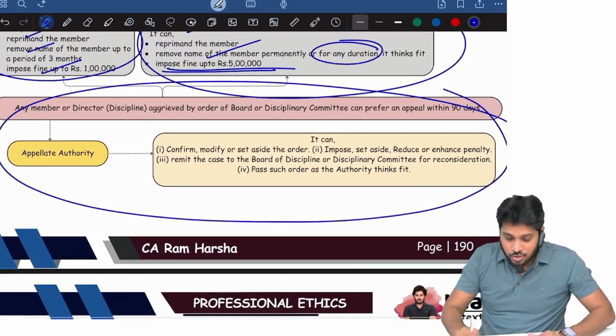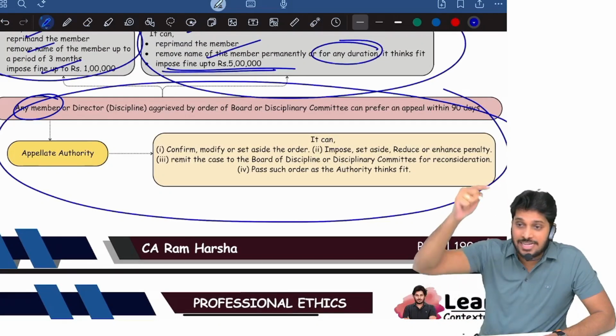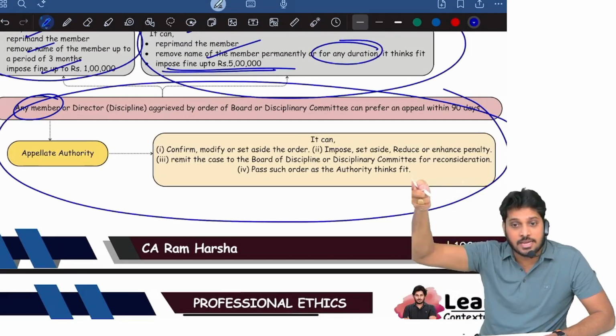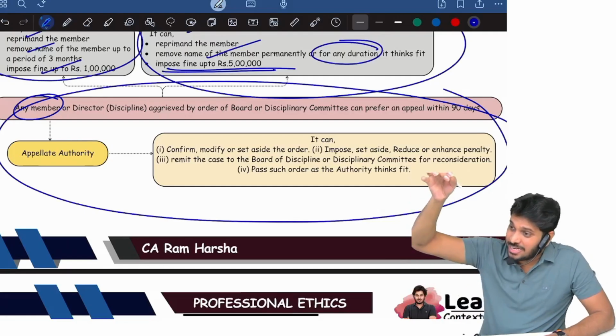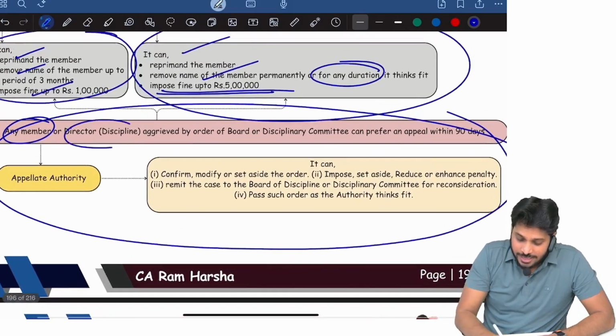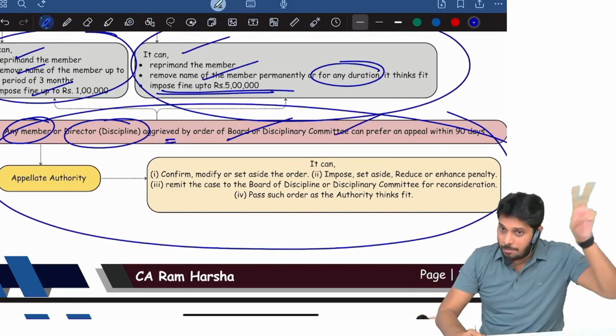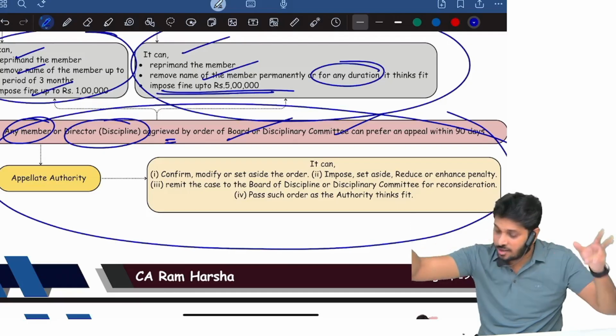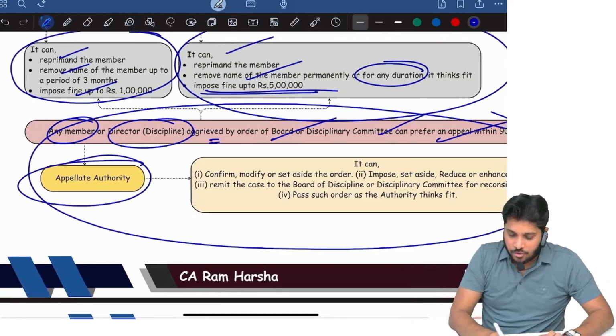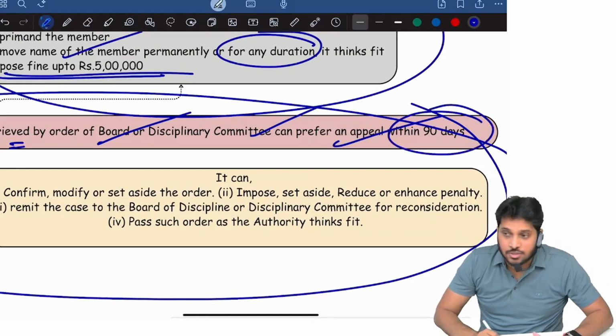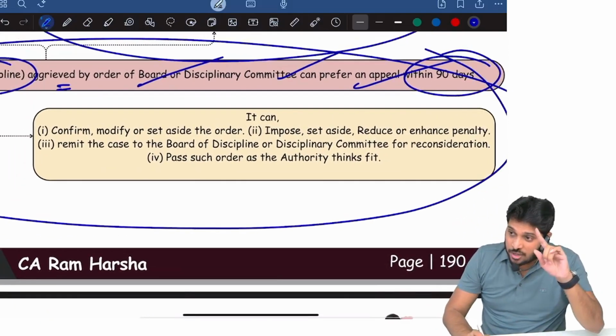Then suppose a member is aggrieved by the Board of Discipline order or the disciplinary committee order, or the disciplinary directorate feels the order is not correct. Then the member or the director discipline, any of them, can file an appeal with the appellate authority. Within how many days? Within 90 days of the order. And what can the appellate authority do?